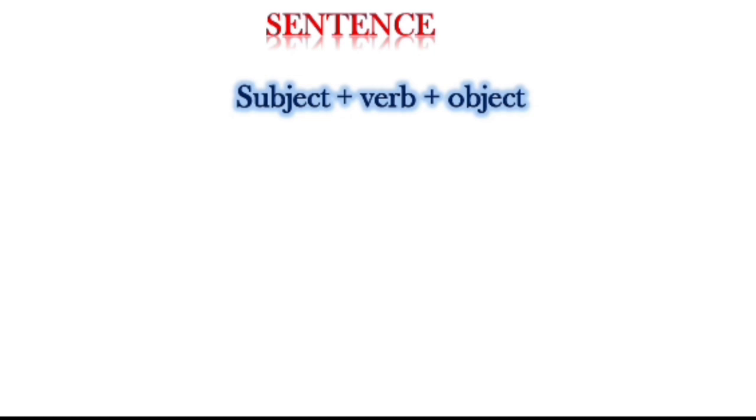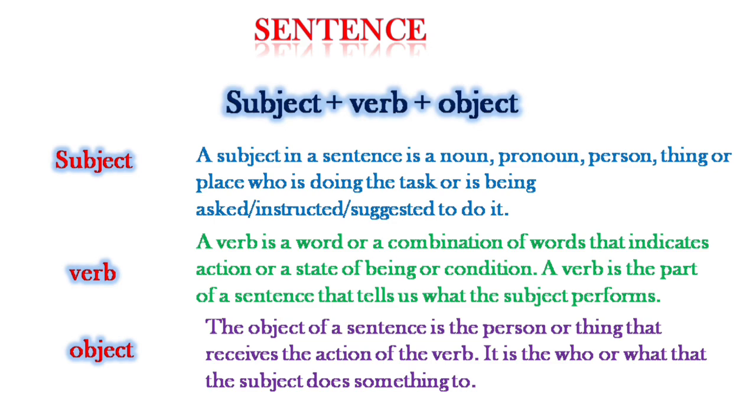Now, let us move on to the structure of the sentence. The basic structure of the sentence is subject, verb and an object. See, subject. What is subject? A subject in a sentence is a noun, pronoun, person, thing or place who is doing the task or is being asked, instructed or suggested to do it. Already in the previous video I said the subject may be a noun or pronoun or a person or things which are going to do the work. That is called a subject.